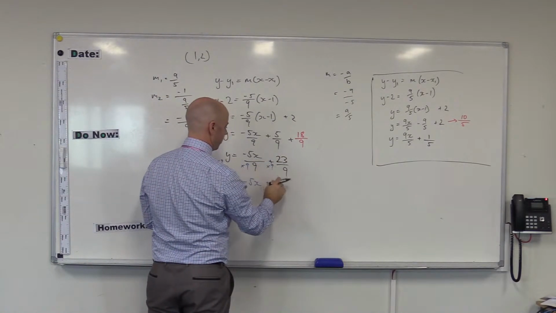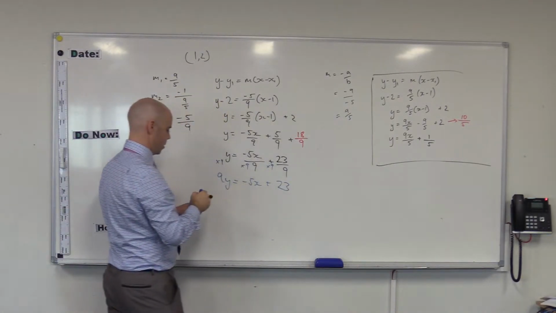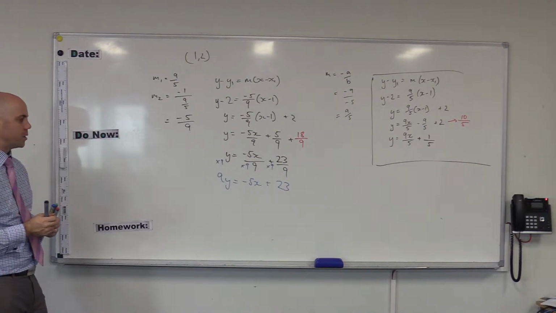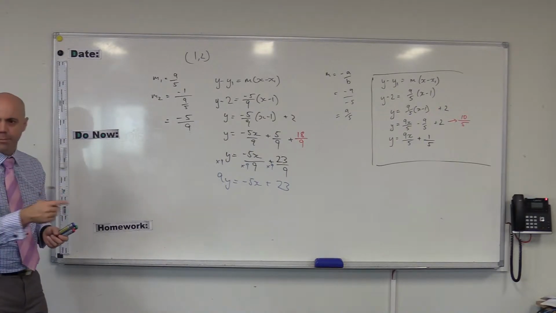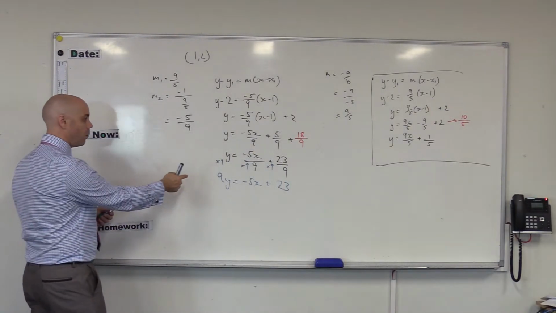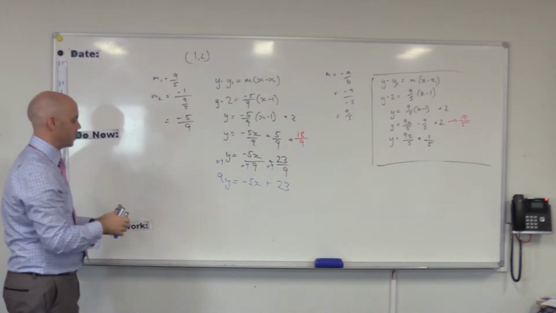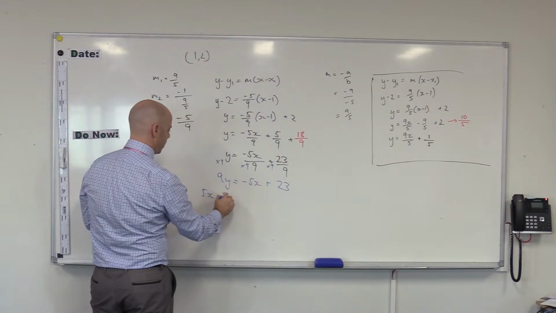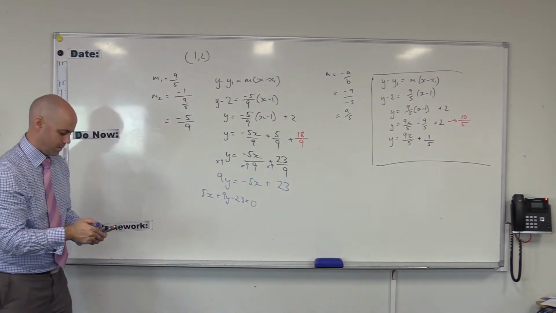What about the other side, shouldn't it be 9 times 9 for y? No, I'm just multiplying everything by 9 once. So it's 9y equals negative 5x plus 23, and that gets rid of those denominators. Then we just move everything to one side: 5x plus 9y minus 23 equals 0. General form. That's your answer.